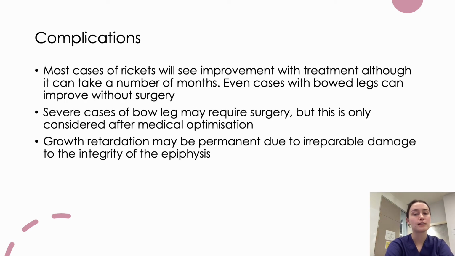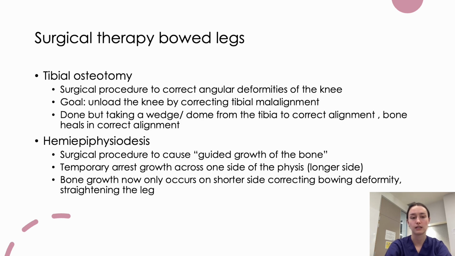Complications: most cases will improve with treatment, but it can take a number of months, and even cases of severe bow legs will improve without surgery. But severe cases might require surgery, though this is quite rare, and you only consider this after medical optimization. However, growth retardation may be permanent due to irreparable damage to the integrity of the epiphysis.